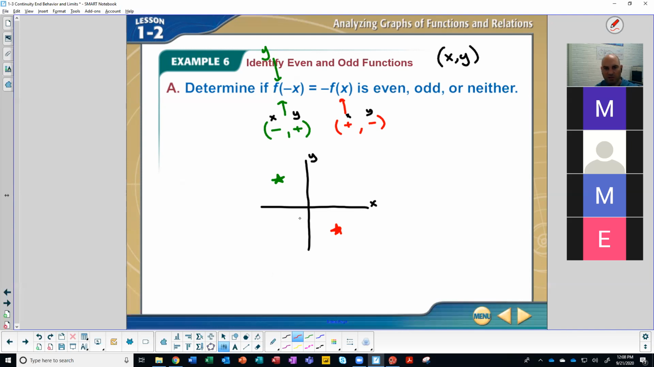And now I'll ask the question, does this reflect across the y-axis? Does it reflect across the x-axis? Does it reflect across this diagonal line, or does it reflect across the origin? Where does this reflect? Across the y, across the x, or across the origin? Just keep it simple. Across the origin? Across the origin. So this is symmetric across the origin.